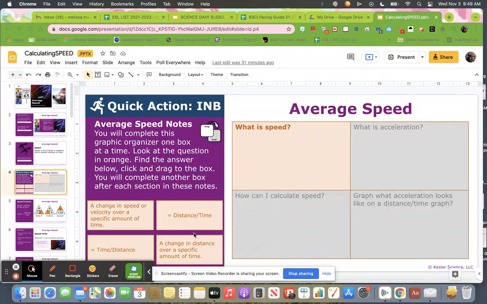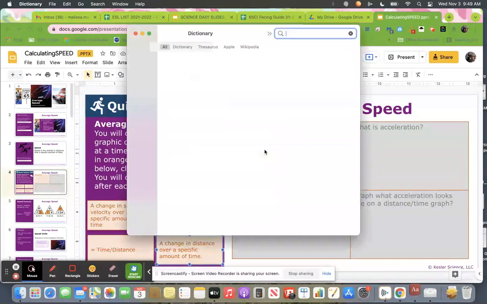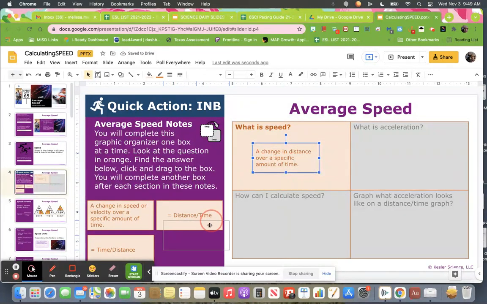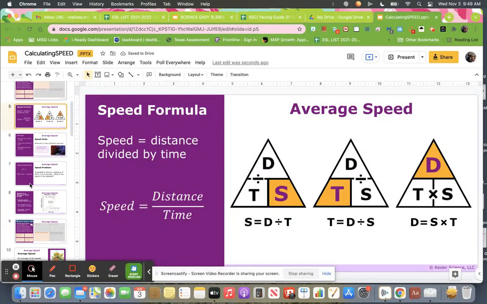Right. So where we left off, we did go over that this answer was a change in distance over a specific amount of time. That is the definition of speed. So we're going to move forward, and you can see that distance divided by time is the formula for speed.